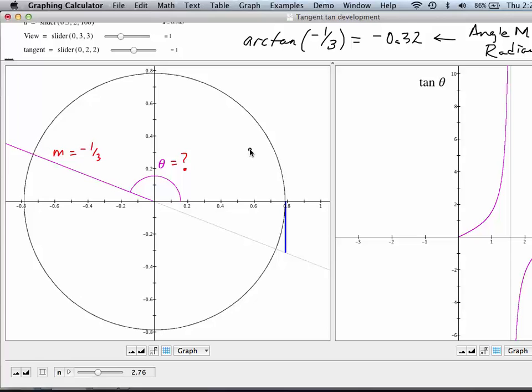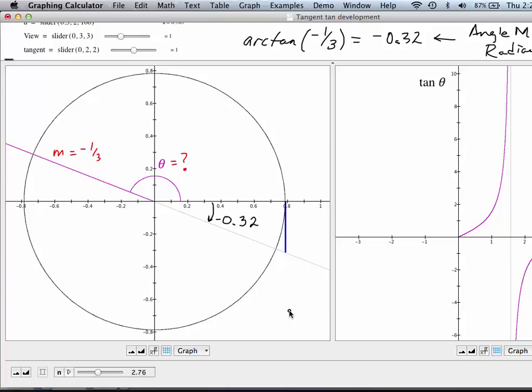It's a clockwise angle from 3 o'clock, right? This angle is negative 0.32, or about 1/3 of a radian. So 1/3, that looks about right. So about 1/3 of 1 radian clockwise. So how are we going to get the angle that we want?